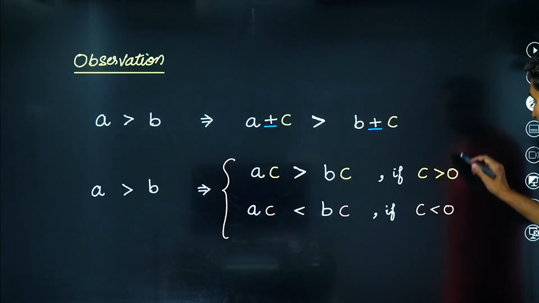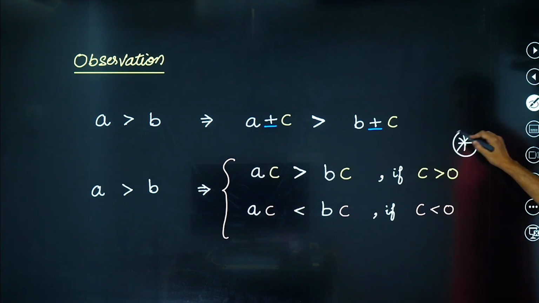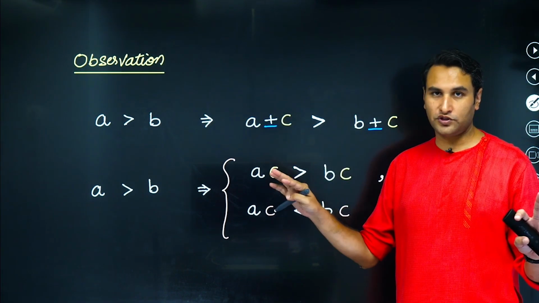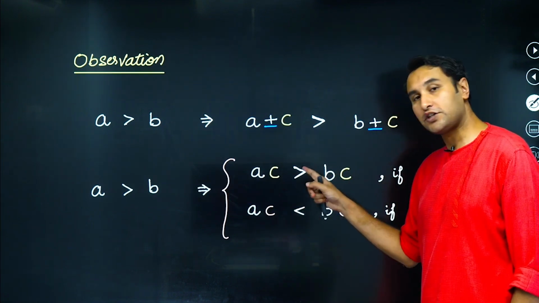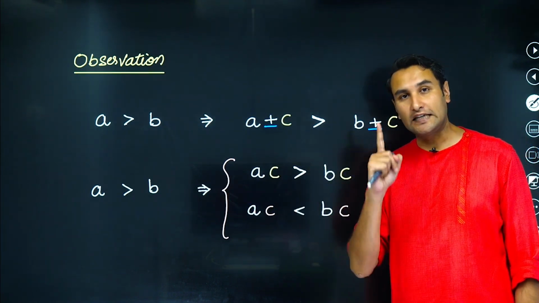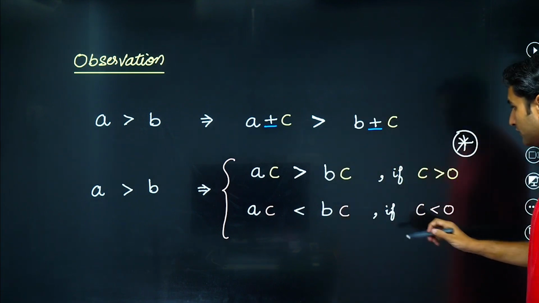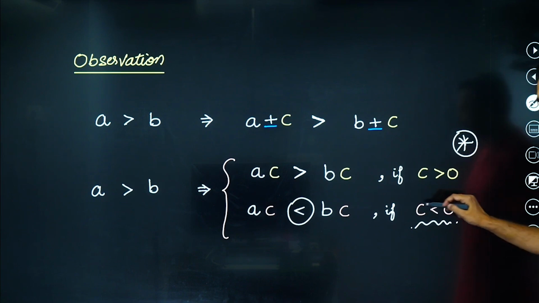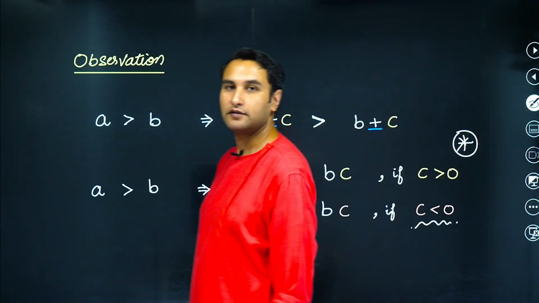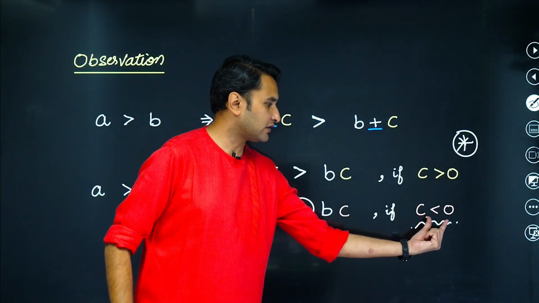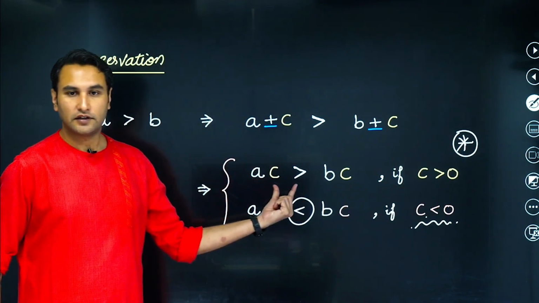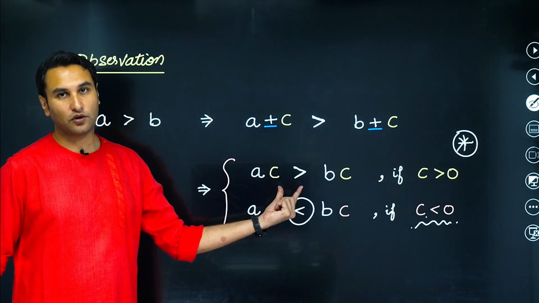But before that, note it down. This is our observation number 2. Addition, subtraction both sides, no change in inequality. Multiplication of the same number on both sides, inequality changes only when what you are multiplying with is negative. C less than 0 means negative. What you are multiplying with is negative. What you are multiplying with is positive. In this case, inequality does not change.